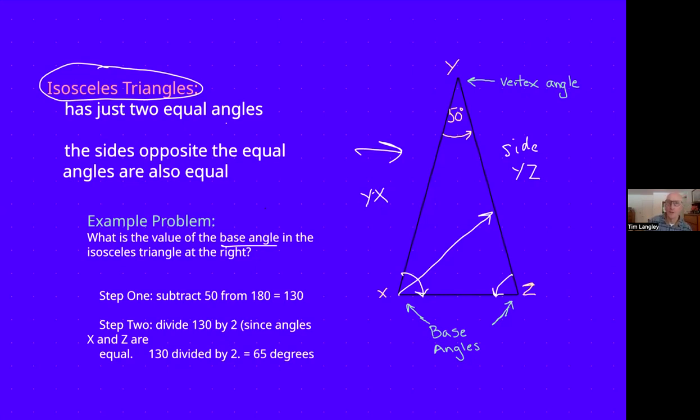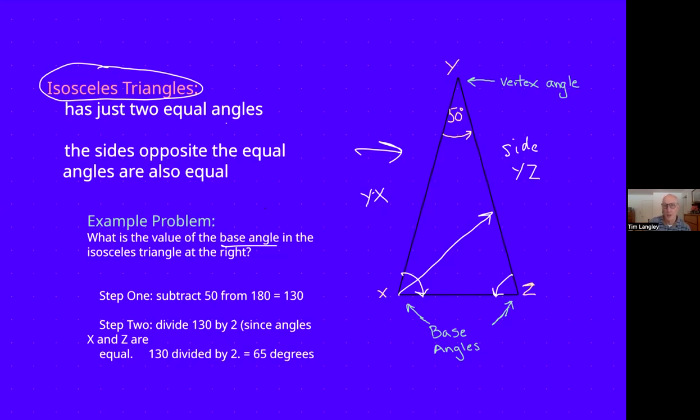So you get the vertex at the top, at the very vertex of it, like the peak, and then you got your 2 base angles. So in our problem, what's the value of the base angles in the isosceles triangle on the right? Step 1, subtract 50 from 180, you get 130. All right, so let's look at the triangle here.